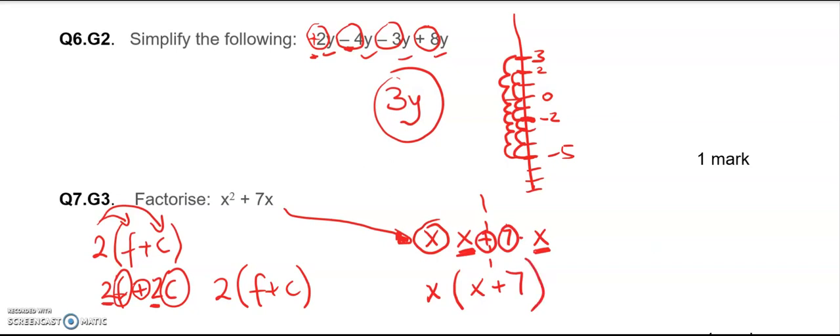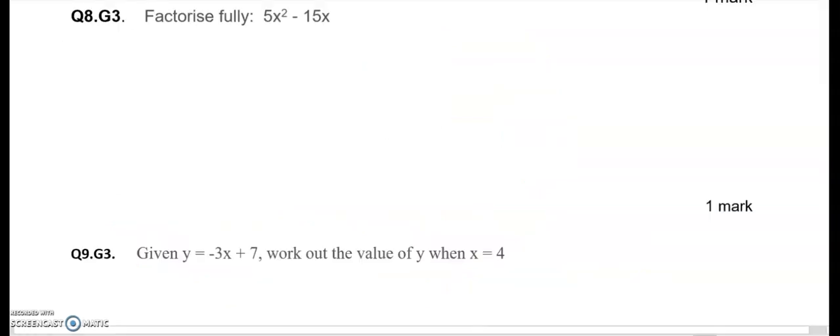Let's expand and see whether this gives us x squared plus 7x. So x times x is x squared, and x times 7 is 7x. So this was the right way to factorize this. Now we're asked to factorize fully.